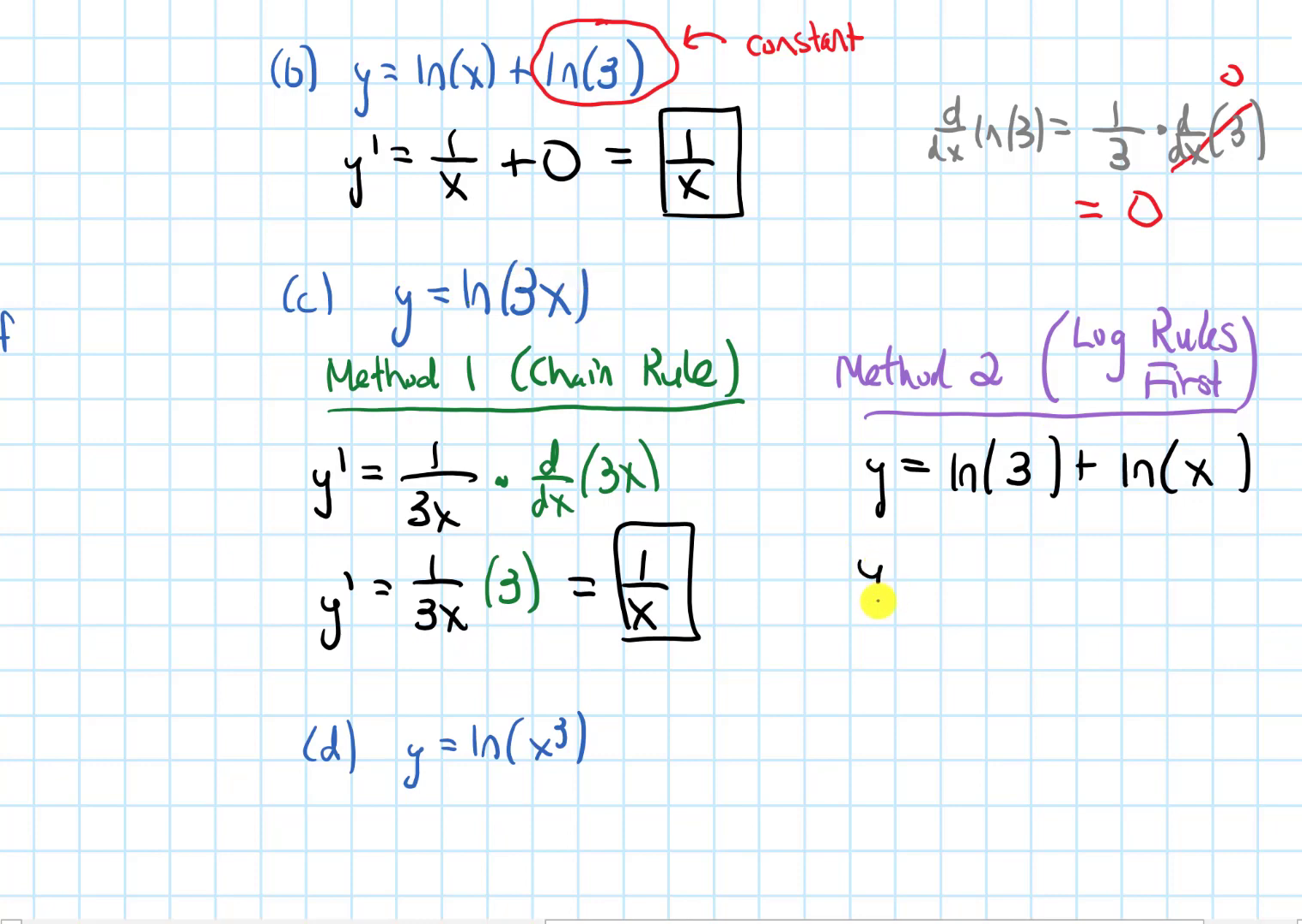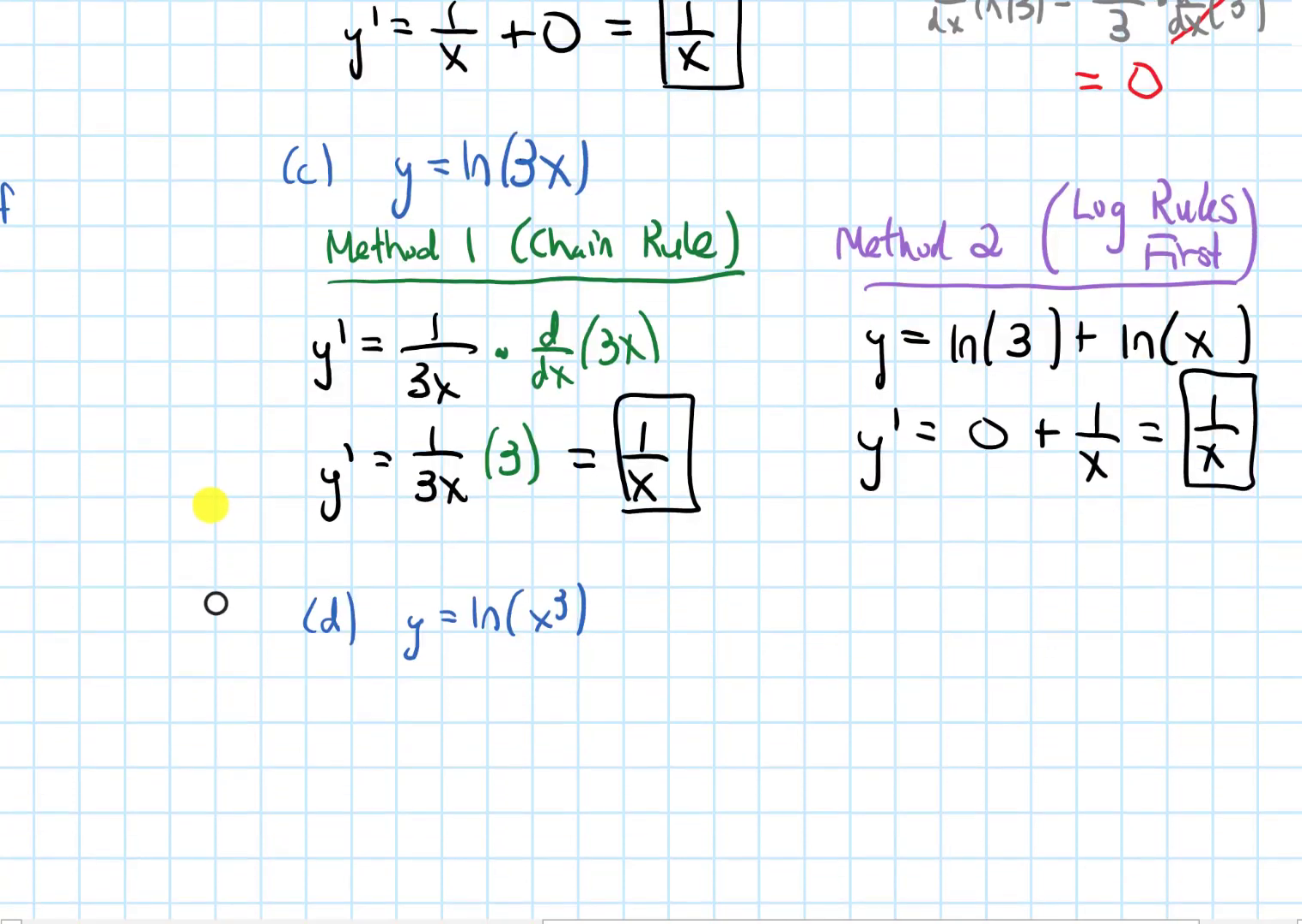Okay, so now if we do the derivative, well, ln of 3 is a constant. That derivative is 0, plus the derivative of ln of x is 1 over x. So we just get 1 over x. All right, so we get the same answer as method 1. But method 2 more clearly shows that our function was actually just ln of x plus a constant. So that's why the derivative of it was the same as the derivative of ln of x.